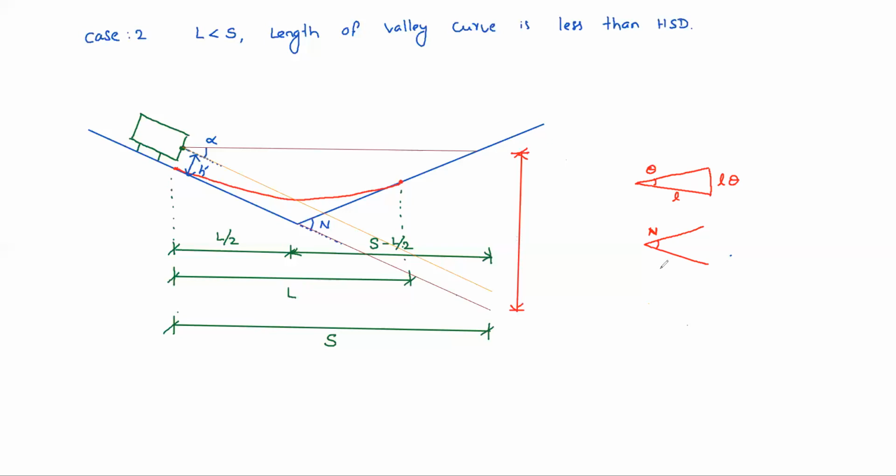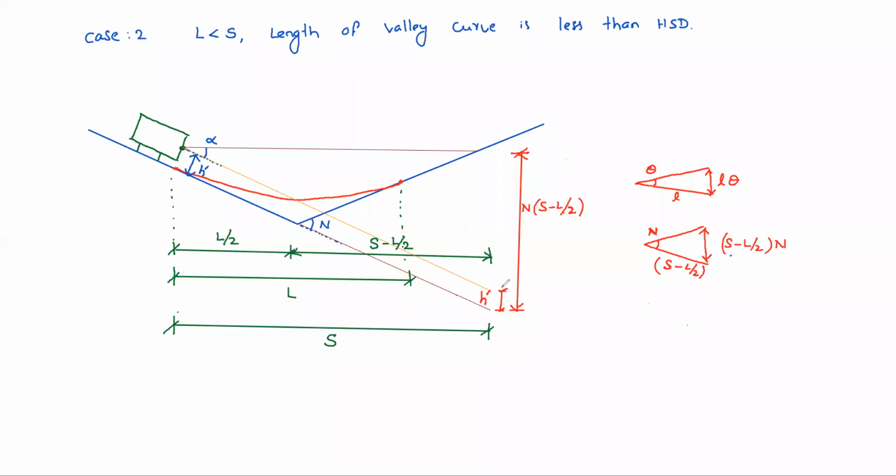This is S minus L by 2. Its value is S minus L by 2. Then the opposite side is approximately the curve length, the arc length being almost the same. So this will be now S minus L by 2 into n. Okay, so this value is now n into S minus L by 2. This height, of course, is actually h dash.